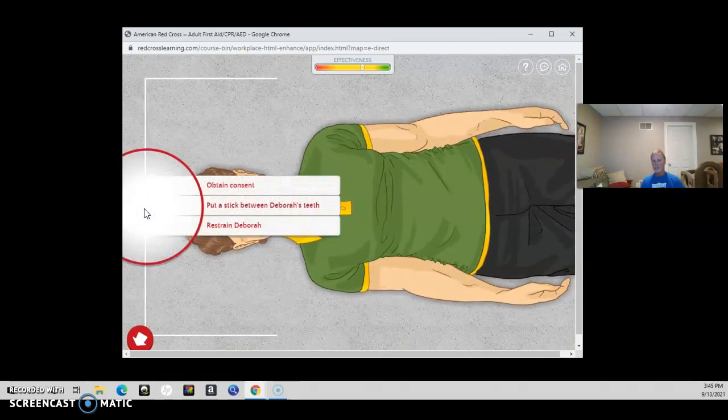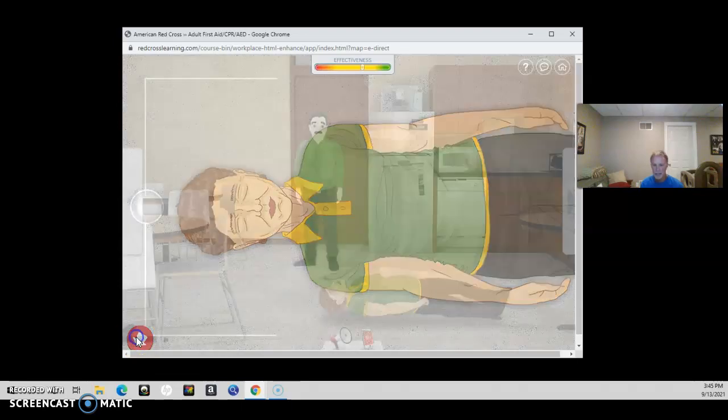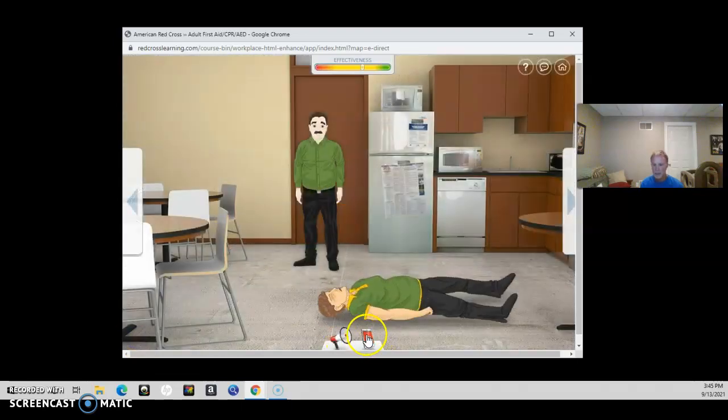Now, when you think about it, obtaining consent is the first thing, but obviously this person can't give it, so we'll just check on that and see what happens. In this situation, the person is unable to respond, and the situation is life-threatening. This means consent is implied. So that's implied consent. So we're going to call 911.